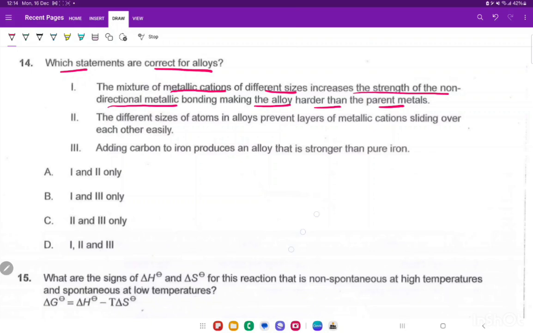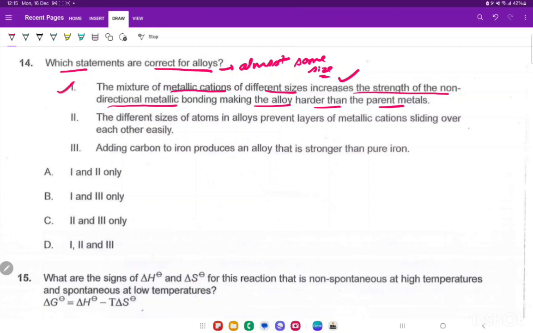When we mix alloys, they have almost the same size but not exactly the same, so they are slightly different. When they are slightly different, the strength of the non-directional metallic bond increases due to the presence of different size cations. The slip and slide movement is affected, and that increases the strength of the non-directional metallic bond and makes the alloy harder. So this is a correct option. That is, we can say the first option is correct.